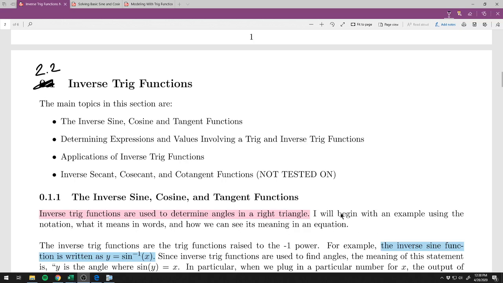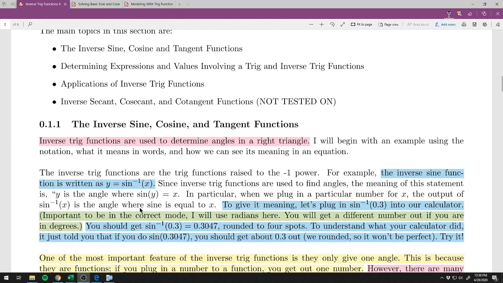The first thing I have pointed out, as you can see below, is that the inverse trig functions are used to determine angles in a right triangle. It really branches from SOHCAHTOA. One of the main points we talked about was that it works with right triangles. When we deal with inverse sine, cosine, and tangent, they pop up in some other places, but we typically only use them in right triangles, or if you're solving an equation, which we'll see in the next section.